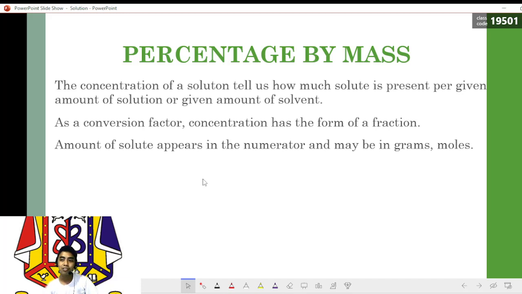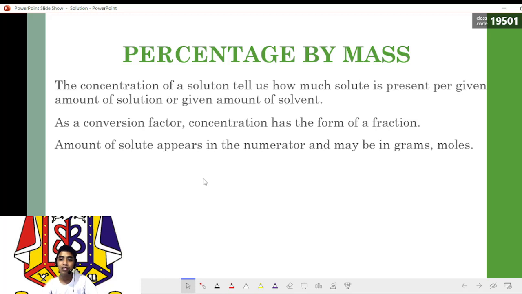The concentration of a solution tells us how much solute is present for a given amount of solution or a given amount of solvent. That's why we have the percentage by mass, by dividing the solute by the solution to get the percentage of the mass of the given substance.